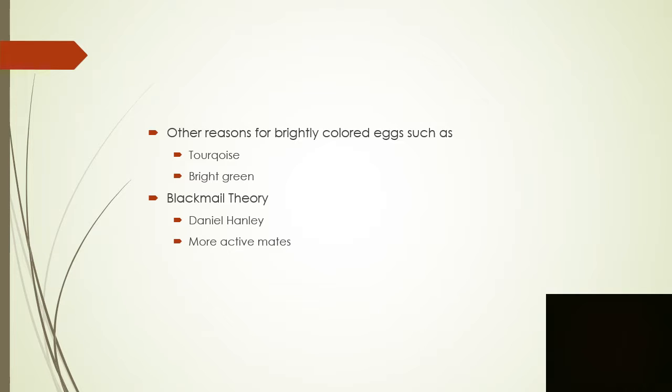So other reasons why brightly colored eggs such as turquoise and bright green are used could be benefit was in a theory called blackmail theory by Daniel Hanley. He said that because it's so bright and vibrant that it's out in the open for predators to come and take them, it would make the male mates more active and take part in the parental care.